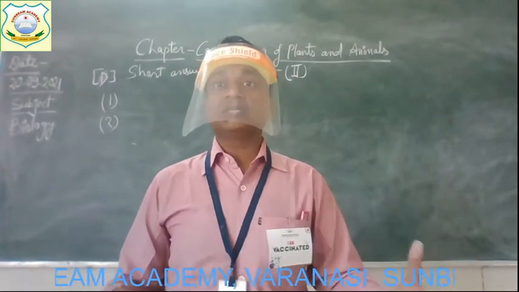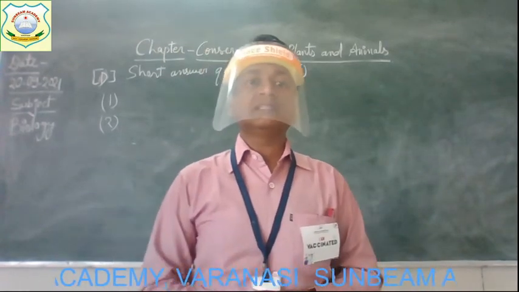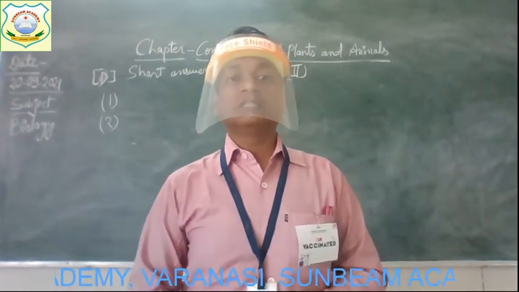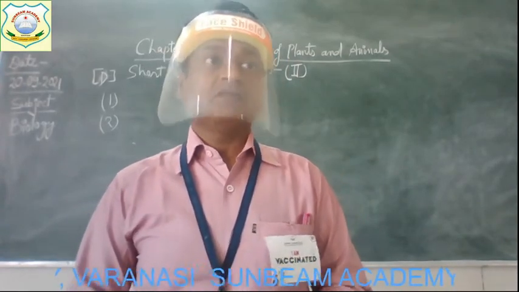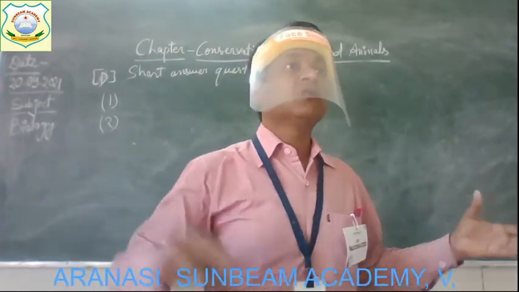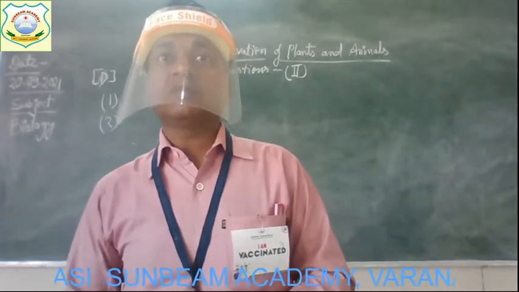Why is deforestation going to occur? What are the causes? So the first cause is to build homes, factories, roads and dams. For building all these things, we are going to cut the trees on a large scale. So deforestation is going to occur because of it.